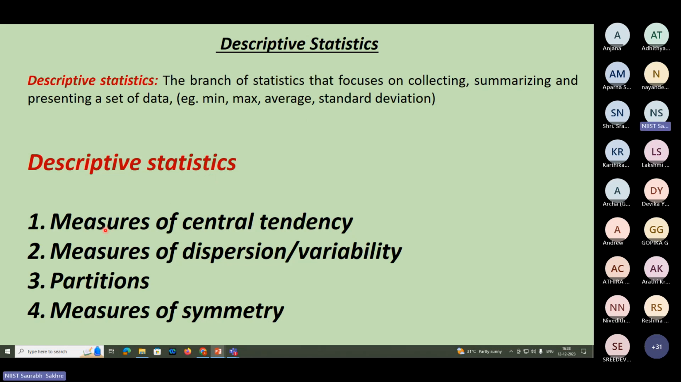First, we see measures of central tendency. Then we read about measures of dispersion or variability, partitions, and measures of symmetry. These four things together constitute descriptive statistics. I am not including graphs here because sometimes we prepare graphs, sometimes we don't. But these four things we usually read when we discuss descriptive statistics or when we apply descriptive statistics on our data.